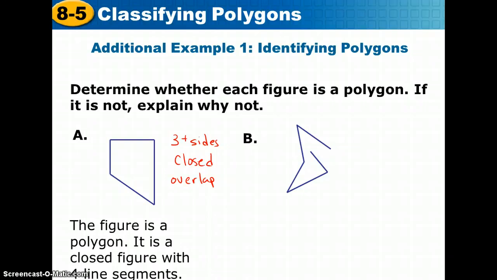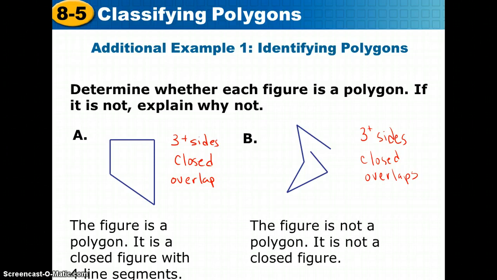Let's check out the next picture on B. We have to make sure it has 3 or more sides. We have to make sure it is closed and that nothing overlaps. Well, do you think it fits our definition? It is not a polygon. It is not a closed figure. Big old gap in there.